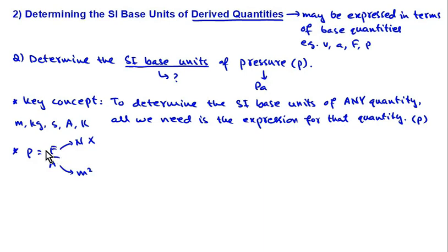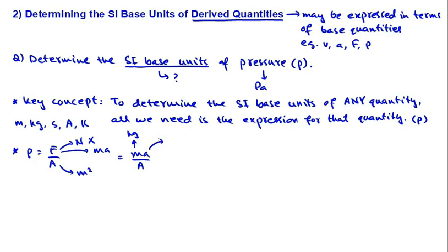So to determine the SI base units of force, all we need is the expression for force. Students, we know that F is equal to ma, where m is mass and a is acceleration. Let's now replace F by its expression ma to obtain a new expression for pressure. Students, in this new expression for pressure, m is mass, the SI unit of mass is kilogram, which is also an SI base unit.